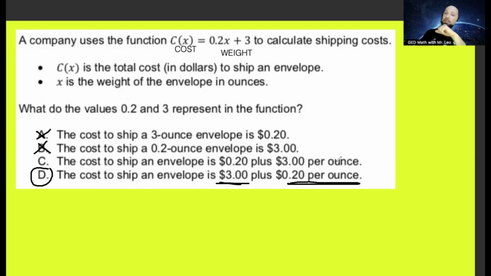And the meaning here is $3 is just a flat rate. It's going to be $3 no matter what to ship an envelope, plus 20 cents per ounce. That's this concept right here, the 0.2x. That's 20 cents for every ounce. If you got 10 ounces, it's 20 cents times 10 ounces. You got 50 ounces, it's 20 cents times 50. The number with the variable that's going to be multiplied, that happens repeatedly. The number that's sitting there by itself, that plus 3, that's one time only. Therefore, the answer is D.